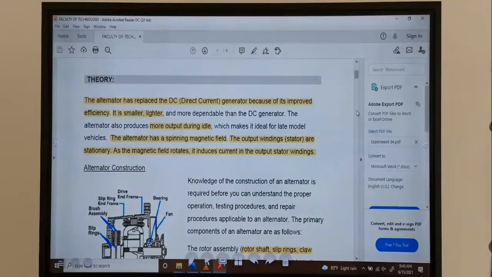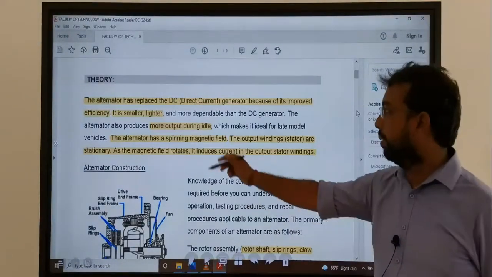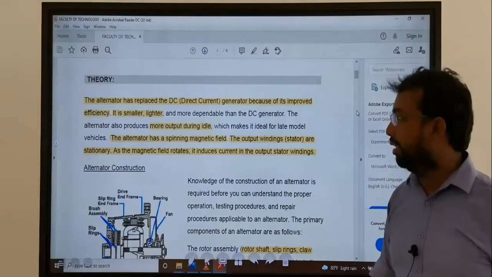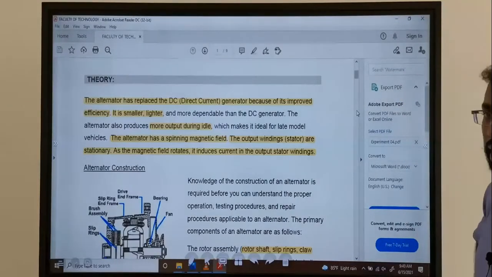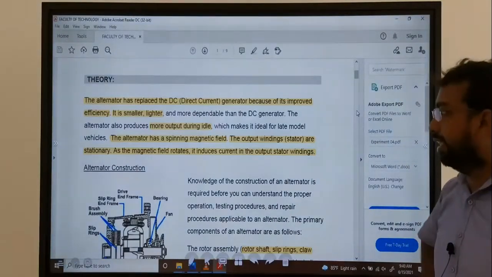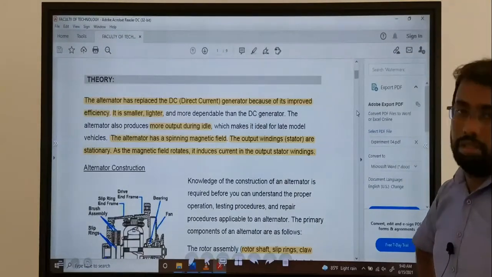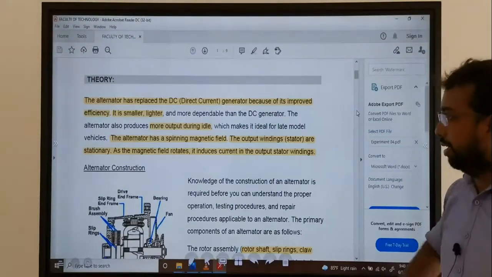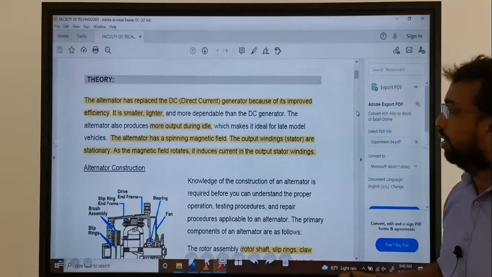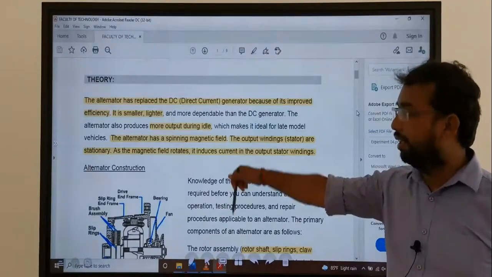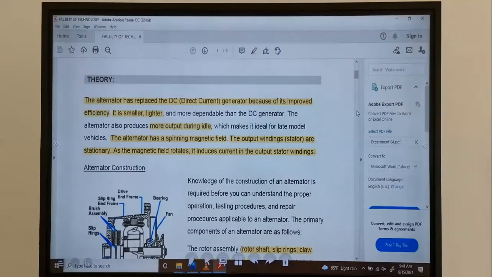The special thing is, the alternator also produces more output during idle. In the idle time, that means the load condition, the alternator pulley is not rotated well because the speed is very low. Even at that time, the alternator gives more output.